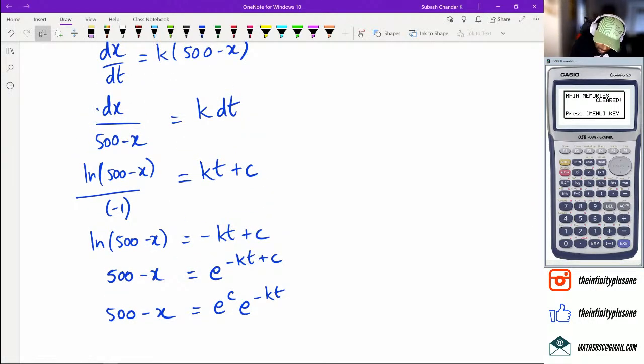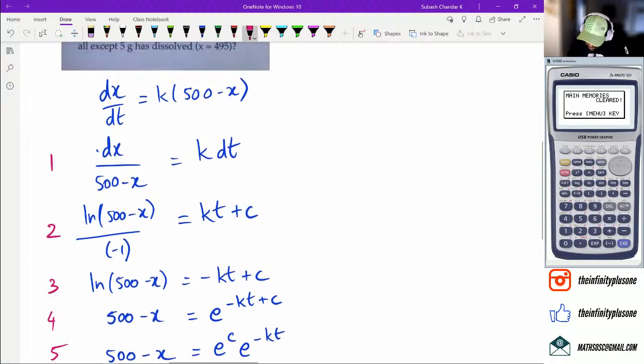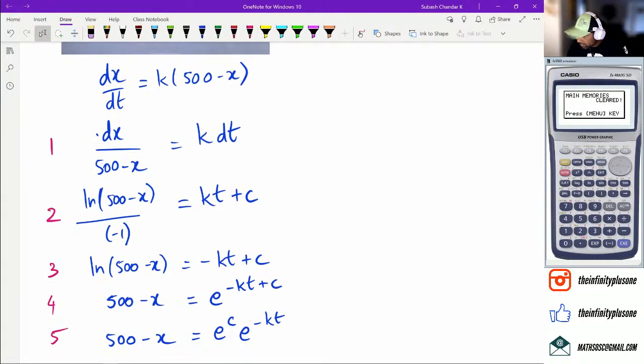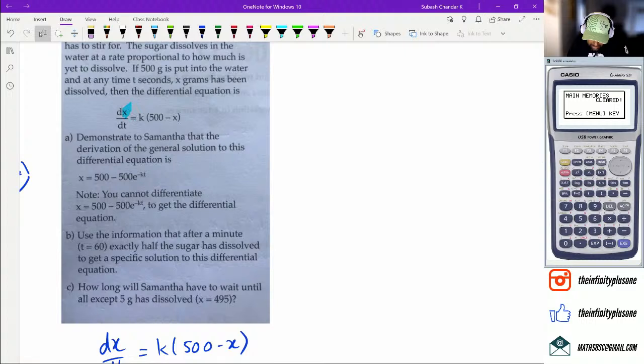Sure, Benny, which step are we talking about? Let me just put some numbers here. Benny's, I think that was a question right at the top. They actually gave us the question and then asked us to prove to get to x equals 500 minus 500 e to the power of negative kt.